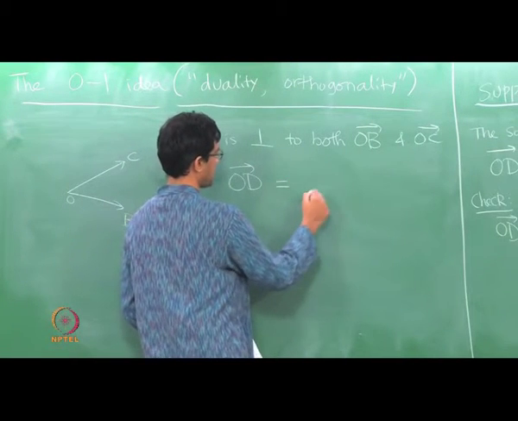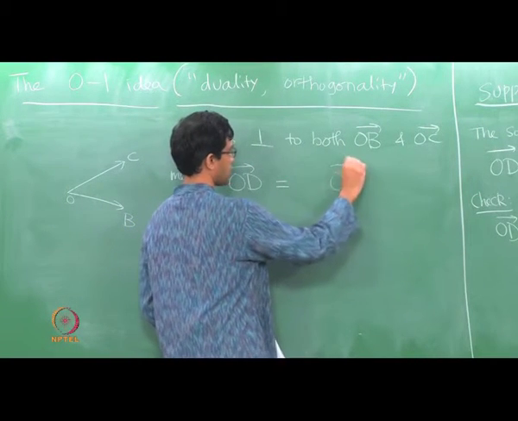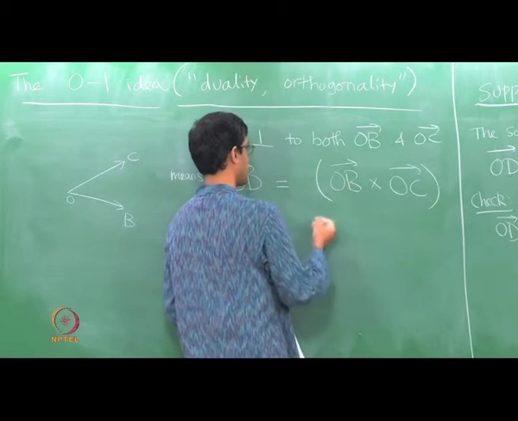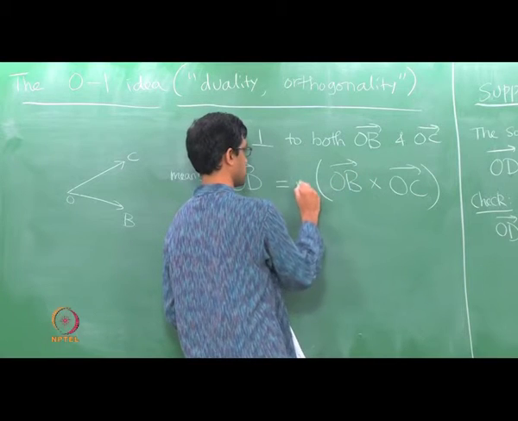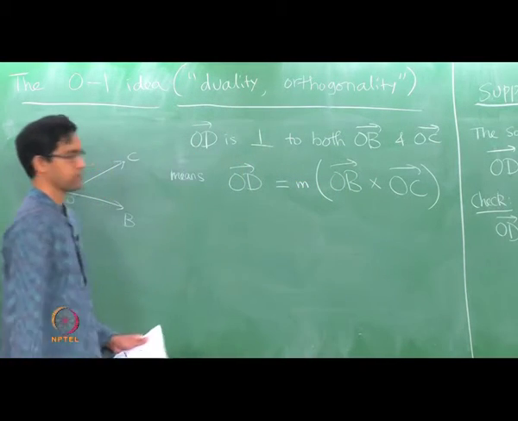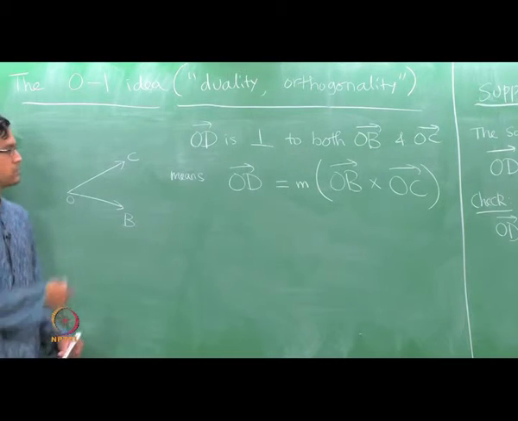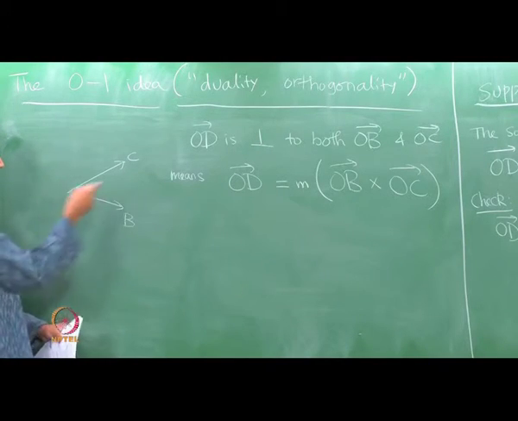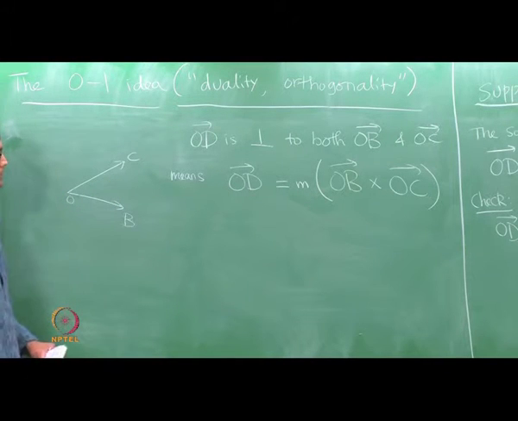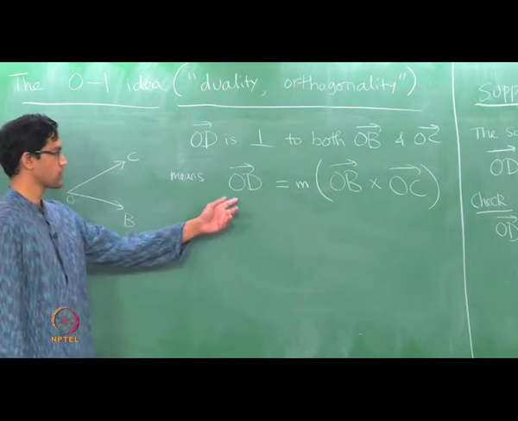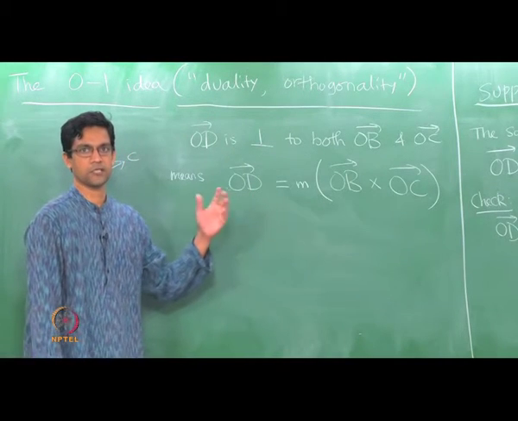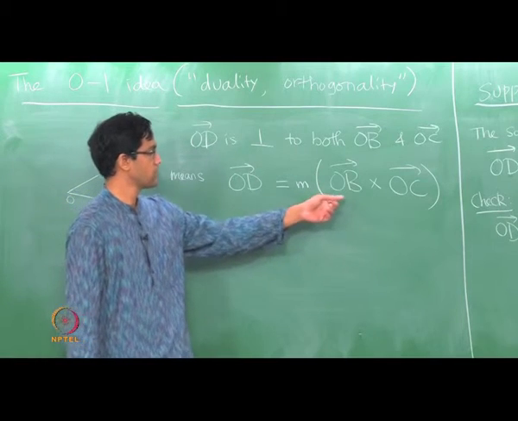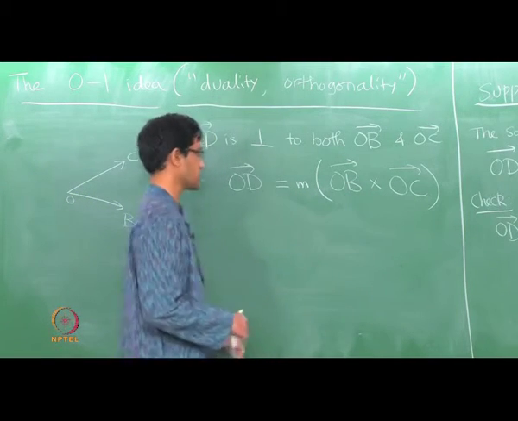So, in other words, you take OB cross OC, the cross product of the vectors, and OD could be some multiple of this, let us call it some real number m times the cross product. It could point in or out if your multiple m is negative, but at least this has quickly given us a starting point for the form of OD. So, all we need to do is figure out what the cross product of these vectors is. So, let us do that.